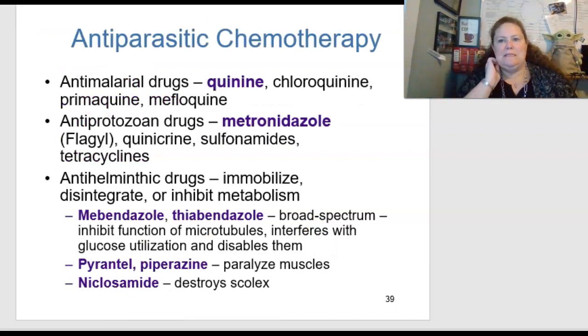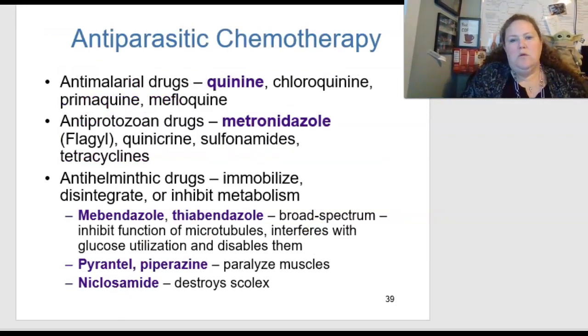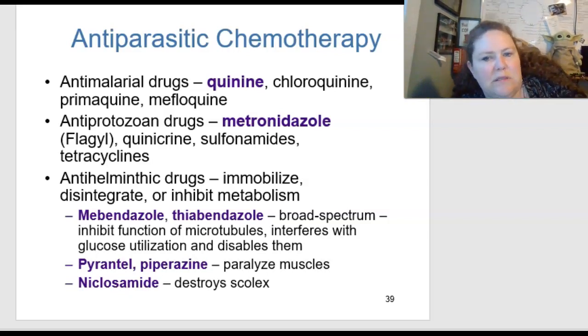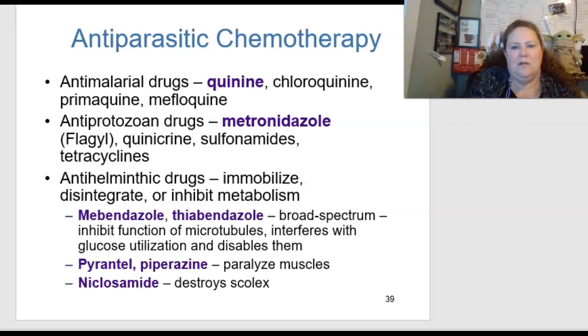What about the antiparasitic chemotherapy? So we have antimalarial drugs such as quinine, chloroquine, primaquine, and mefloquine, and we have antiprotozoal drugs such as metronidazole, the quinolines, sulfonamides, and tetracyclines. And then you can also have antihelminthic drugs that are going to immobilize or disintegrate or inhibit metabolism. Okay, and these would be some examples of these.